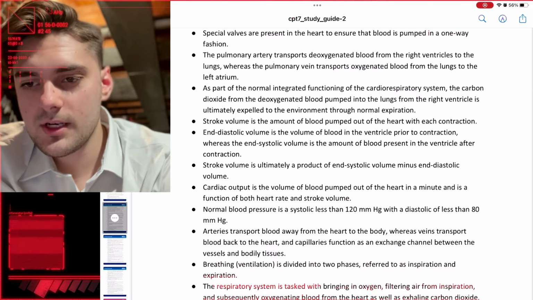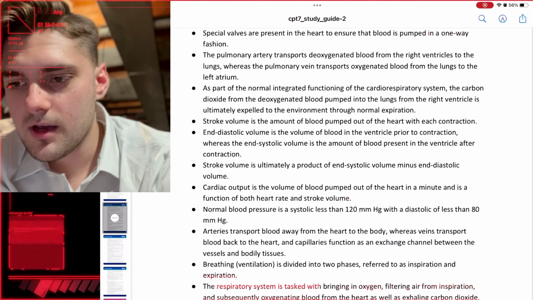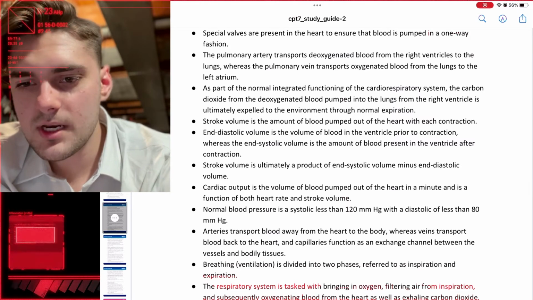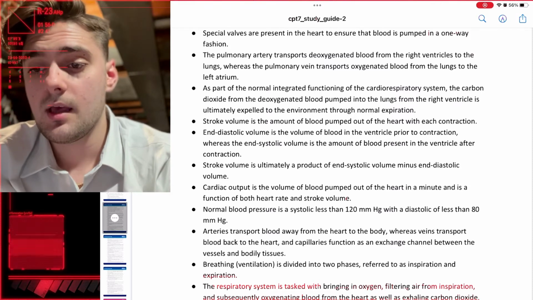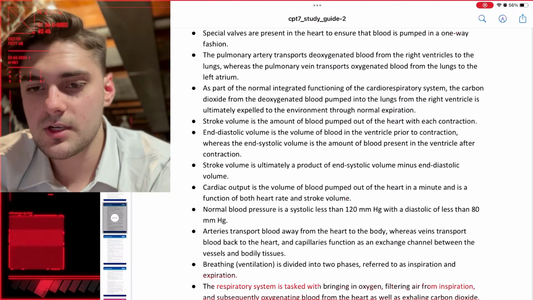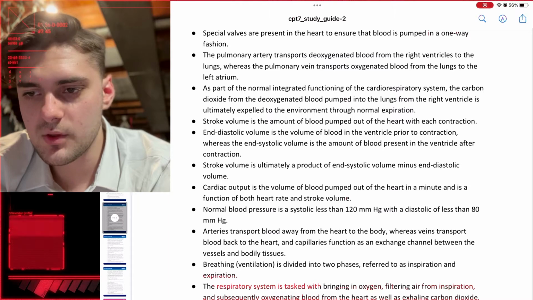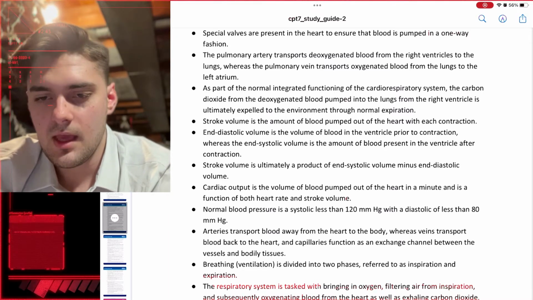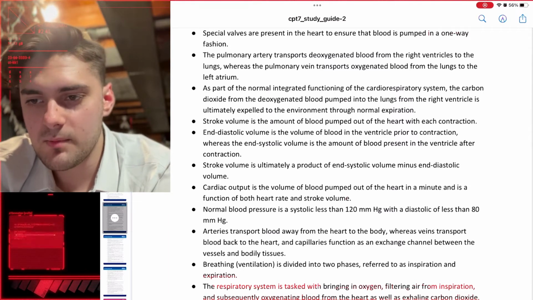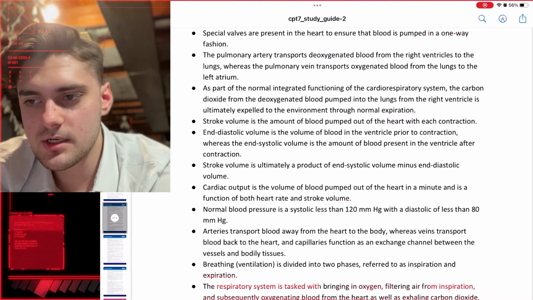As a part of the normal integrated functioning of the cardiorespiratory system, the carbon dioxide from deoxygenated blood pumped into the lungs from the right ventricle is ultimately expelled to the environment through normal expiration. Stroke volume is the amount of blood pumped out of the heart with each contraction.